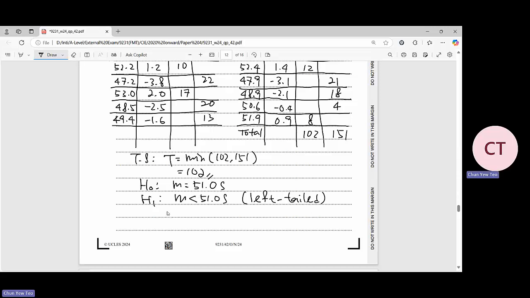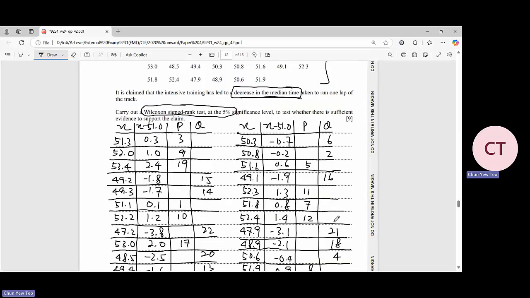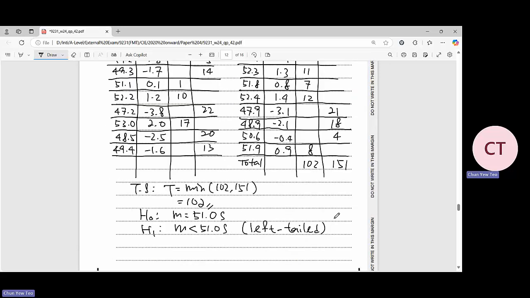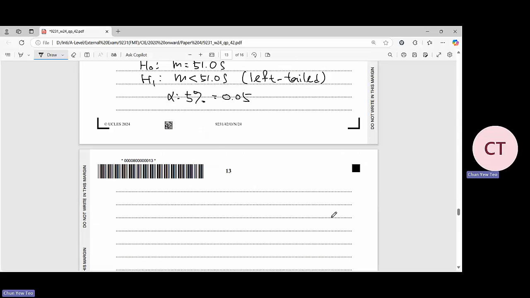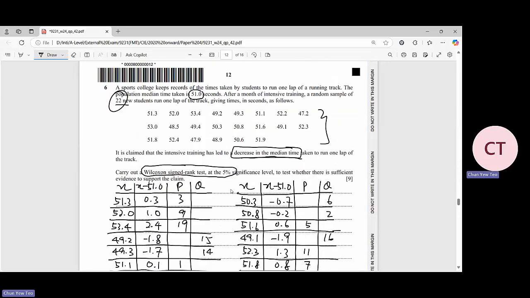Okay, so now we need to find the critical value. Over here I plan to use the p-value test. So my alpha is 5%, which is 0.05. Then I go and find the mean by using this formula. Because the data here is 22, so the n is 22. It's already over 20, so it's considered a large number.